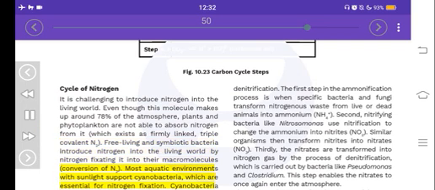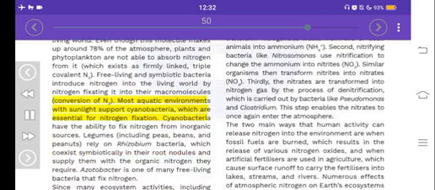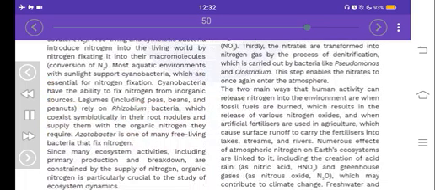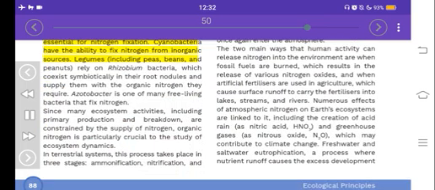Most aquatic environments with sunlight support cyanobacteria, which are essential for nitrogen fixation. Cyanobacteria have the ability to fix nitrogen from inorganic sources. Legumes, including peas, beans, and peanuts, rely on rhizobium bacteria, which coexist symbiotically in their root nodules and supply them with the organic nitrogen they require. Azotobacter is one of many free-living bacteria that fix nitrogen.